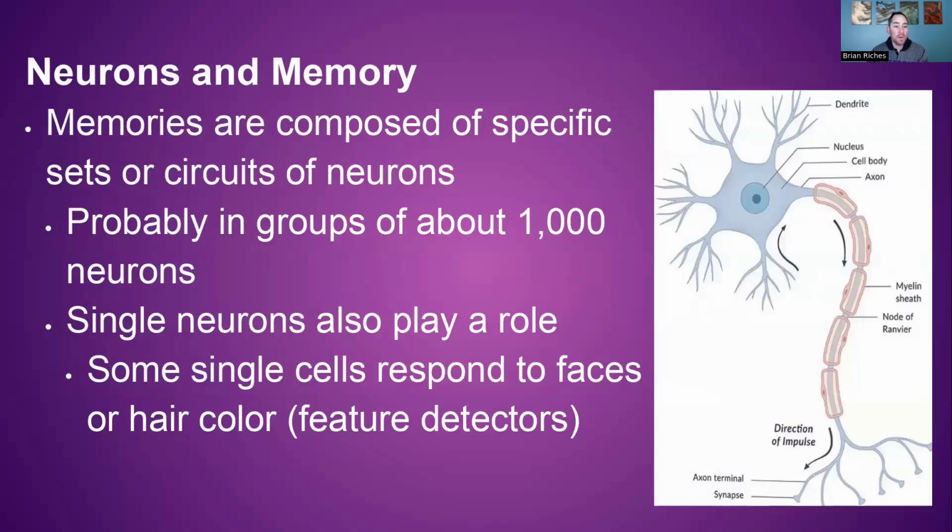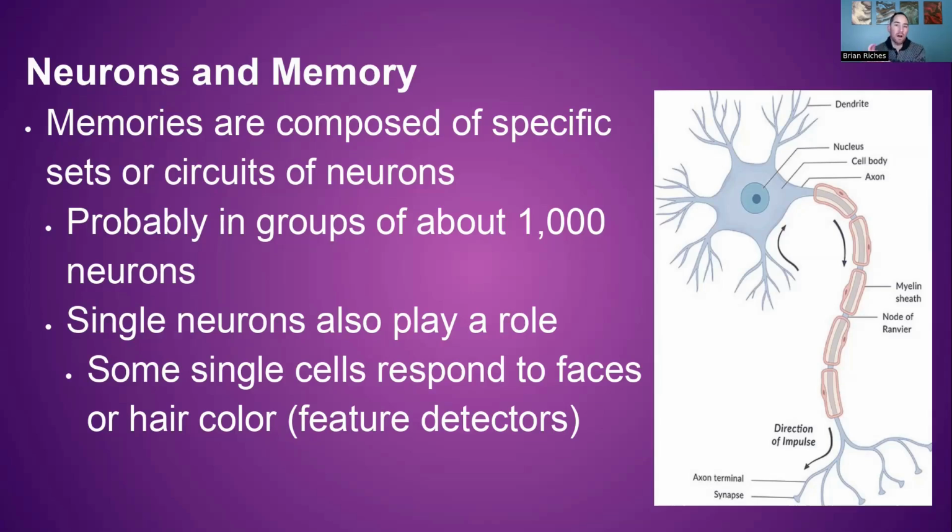So with this, memories are composed of specific sets of neuron circuits, so a whole big network. It seems like for humans, they're probably in groups of around 1,000 neurons. It might be more, might be a little less. But we also see that single neurons also play a role. Some single cells respond to certain things. We'll talk about some place cells in a little bit, but also we have seen single cells respond to things like faces or respond to specific colors.